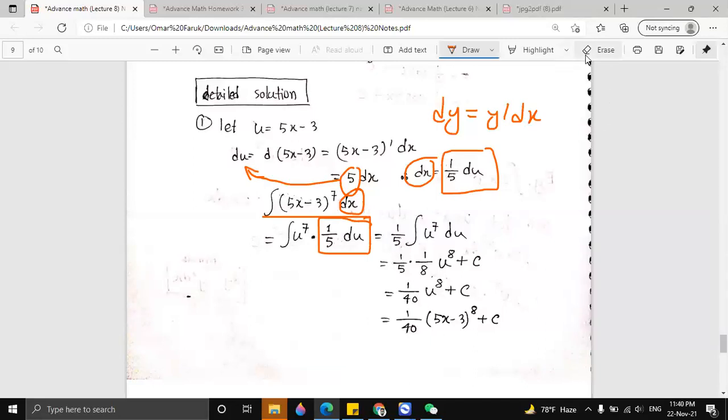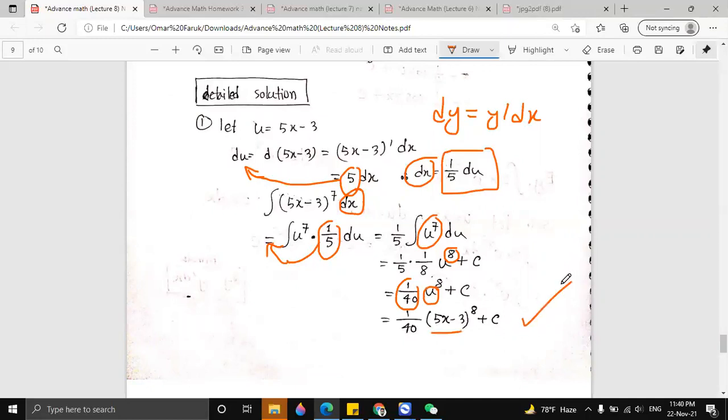And now you can just take this constant out of the integration sign, right? So you get 1 by 5 integration of u to the power 7 du. This will just increase the power by 1 and divide by the new power, right? So you get 1 by 40 u to the power 8 plus c. Now you just substitute u here and you get the final result.